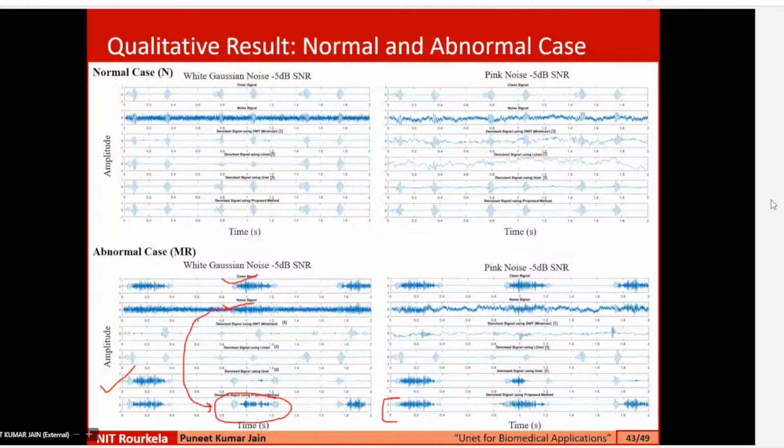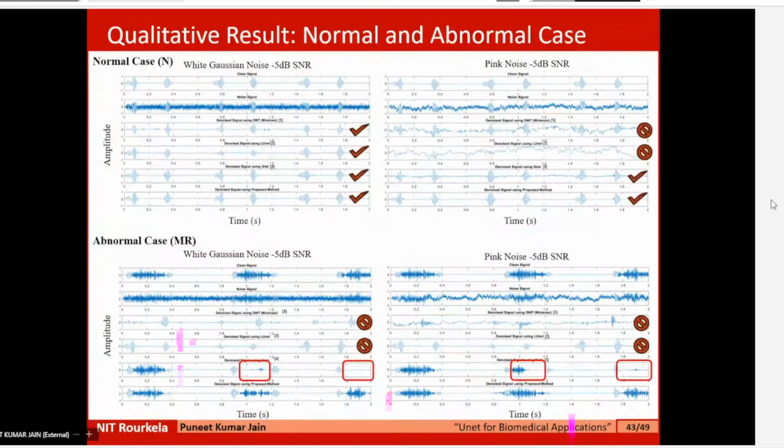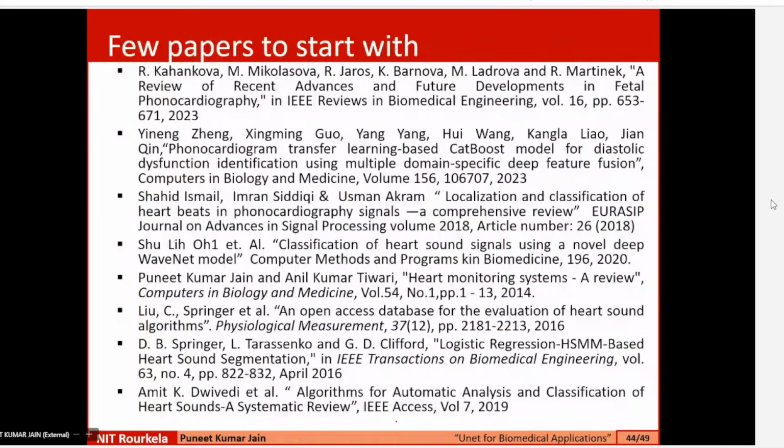So I have just listed a few papers for those who are interested to work in the heart sound signal domain. These are a few papers from where you can start. Then the popular datasets: I have mentioned the datasets for stroke lesion segmentation in the middle of the slides, while these are the popular datasets available for heart sound signals in the public domain. Out of these, researchers are prominently using dataset 1 and dataset 3, right? Because the number of samples is adequate in these two datasets.